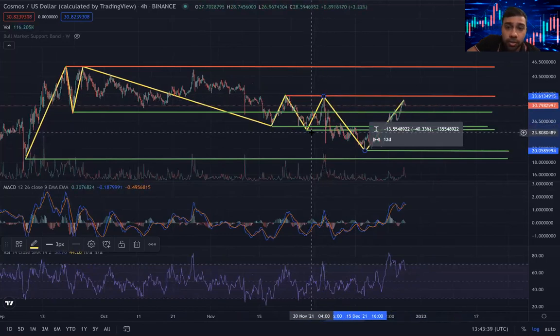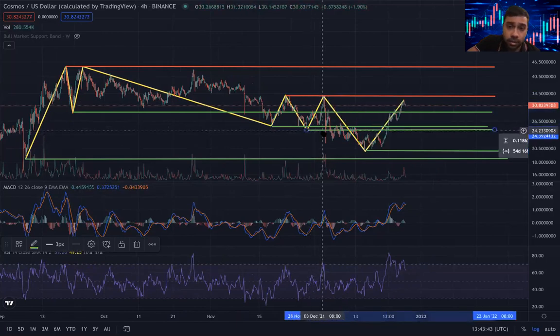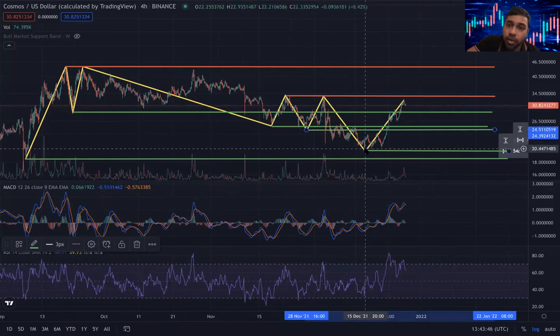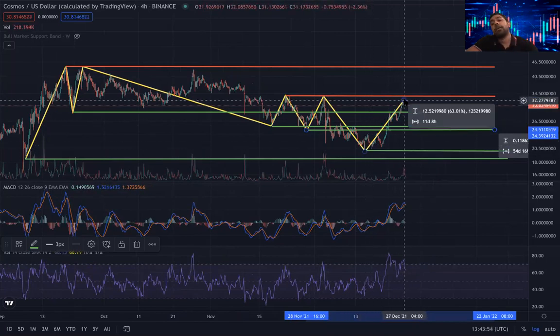Where is the lowest we go breaking this line here, this green line, before we have an uptrend to re-break this line to the top? Lowest, and then this is the move we are at currently.